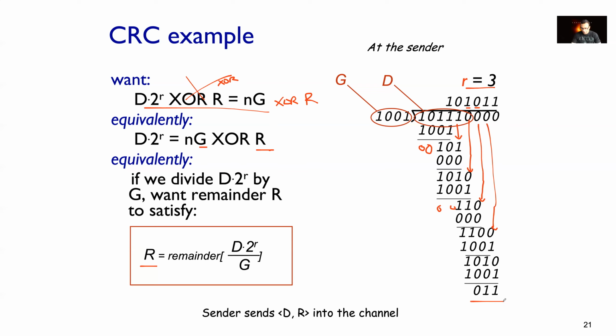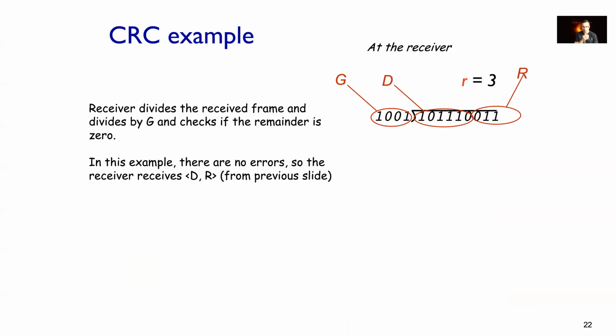So this is what will be the remainder, and this is effectively what is R. So this is what the sender will send. The sender will take this original D and append this. So what would be sent is 1 0 1 1 1 0, so that was the original D followed by 0 1 1, right? So that's D and that's R. So this is what the sender sends.